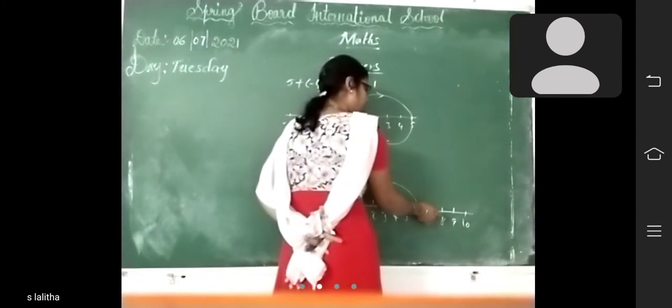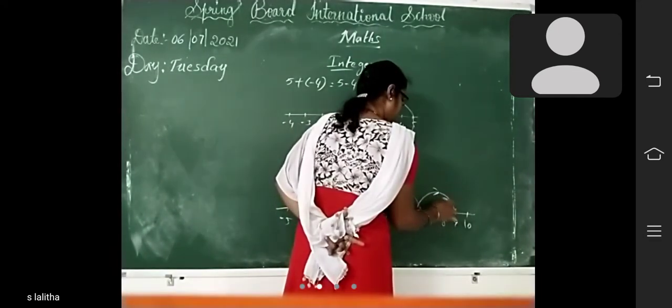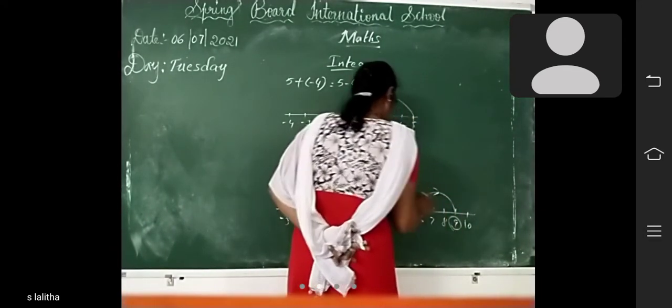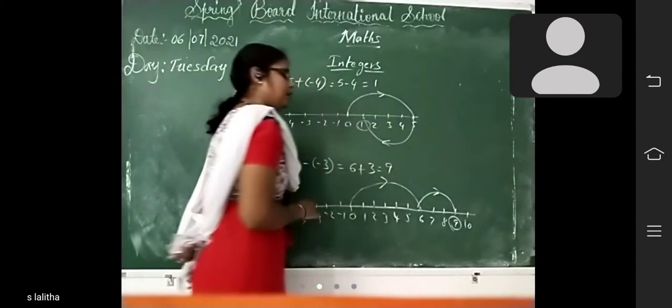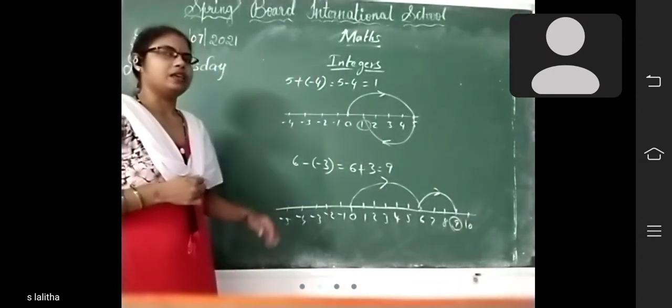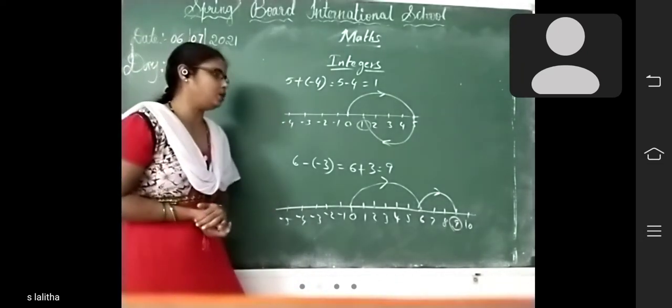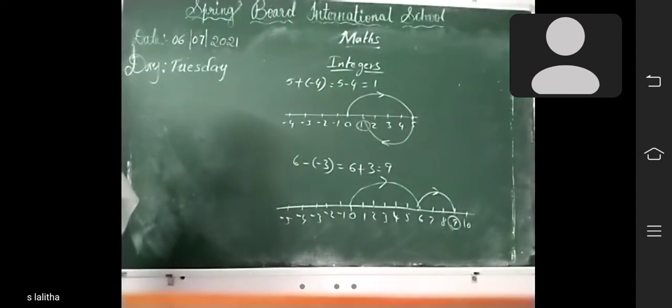Again you have to count 3 steps from here. 1, 2, 3. So what is the answer? 9. Like that you can represent integers on the number line. Okay children? So much, write all of you. Write in your books.